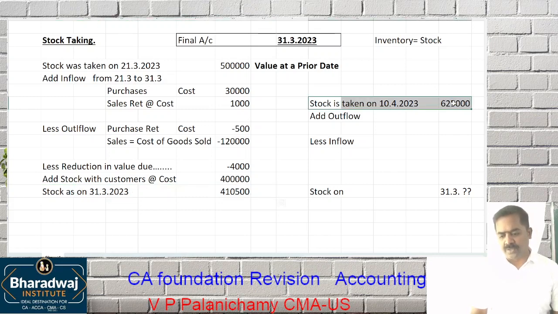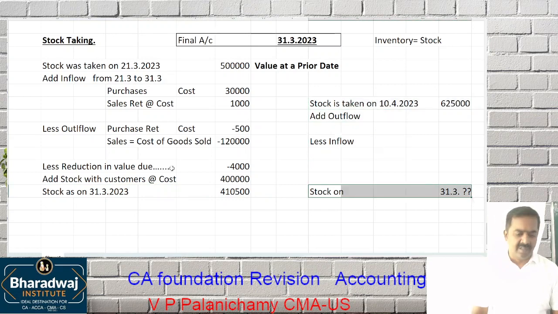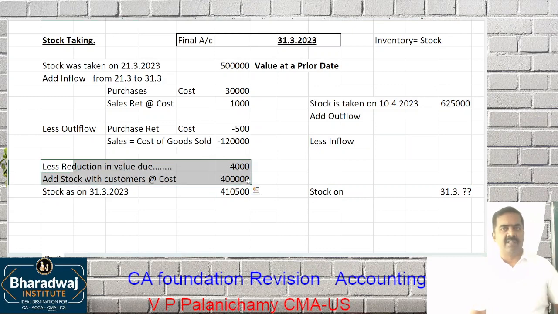Suppose you are doing the opposite. What do I mean by opposite? Stock is given at a later date now. Add back all the outflows, deduct all the inflows, and you will get the stock on that date. Here also, you will provide for reduction in the value of stock.